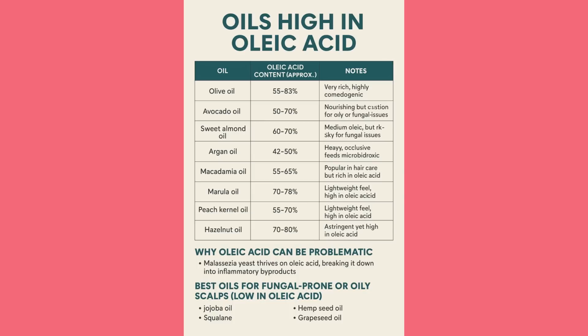Even when we're talking about something like castor oil, your olive oil is 55 to 83% oleic acid. Your avocado oil is anywhere between 50 to 70% oleic acid. Your sweet almond oil is anywhere between 60 to 70% oleic acid. Argan oil, 42 to 50%. Macadamia oil, 55 to 65%. And your favorite oil that y'all constantly asking me about is anywhere between 70 to 78% oleic acid. Peach kernel oil, 55 to 70%, and hazelnut oil, 70 to 80%.